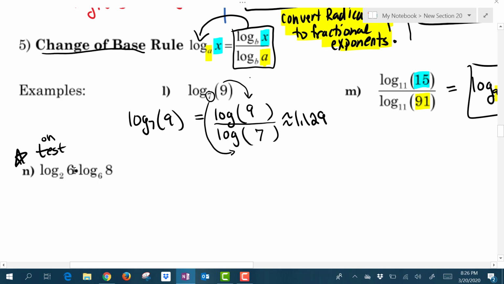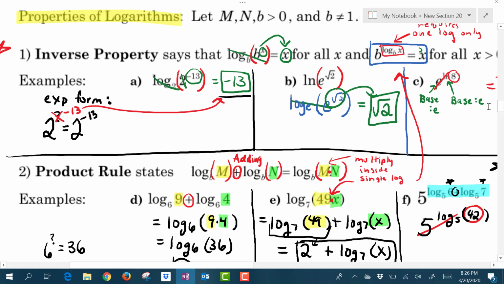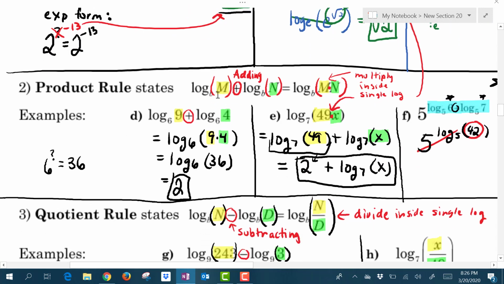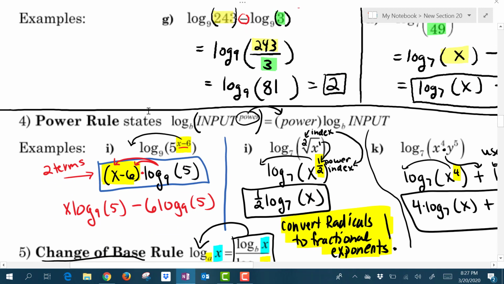Now one of the things you might be tempted by is this multiplication. I want to go back and look at my rules that we've accumulated so far. We have the inverse property that says if the base of the log and the base of the exponential match, they cancel each other out. We have that if we're adding in between 2 logs, we can combine them into one log. There's our product rule. We have if we're subtracting between 2 logs, then we can combine that into a single log. And then we had our power rule.